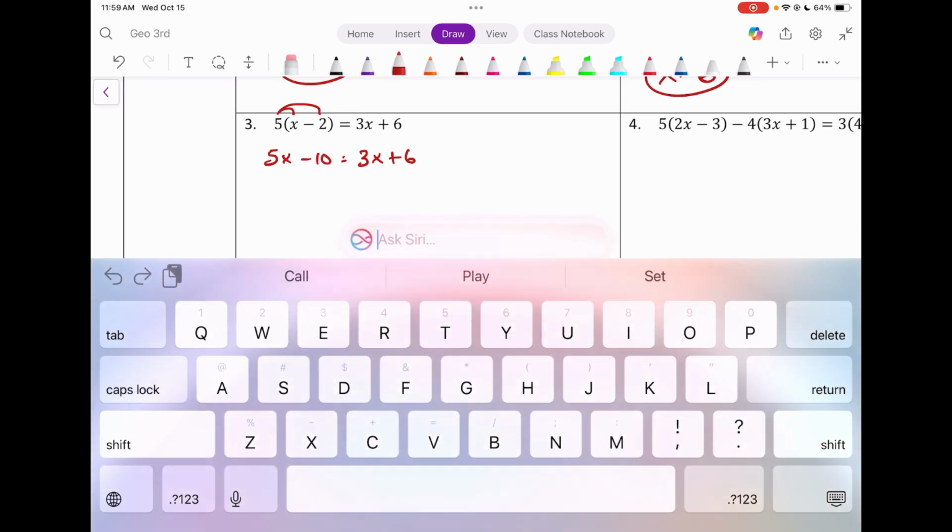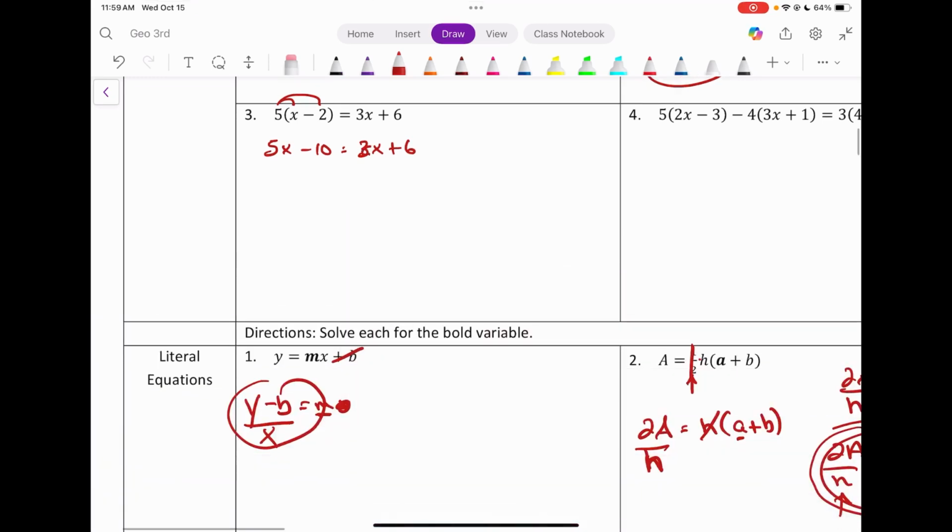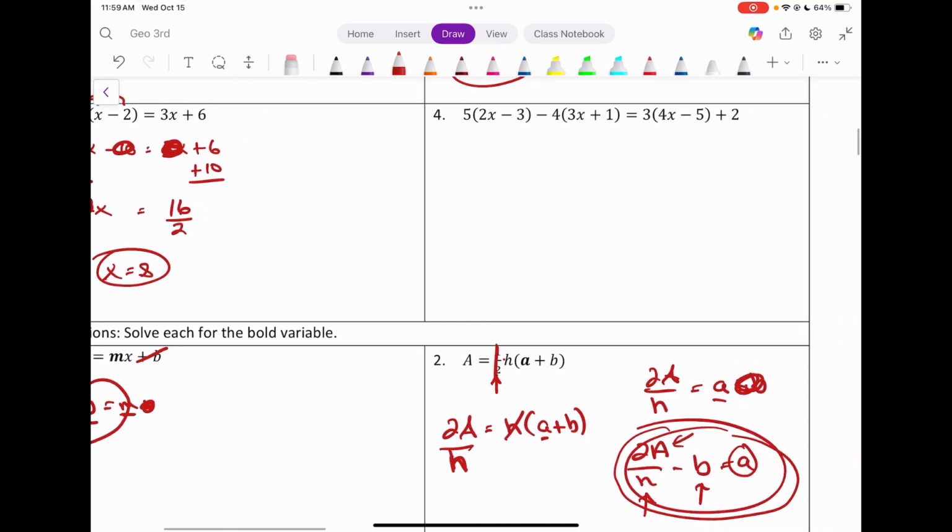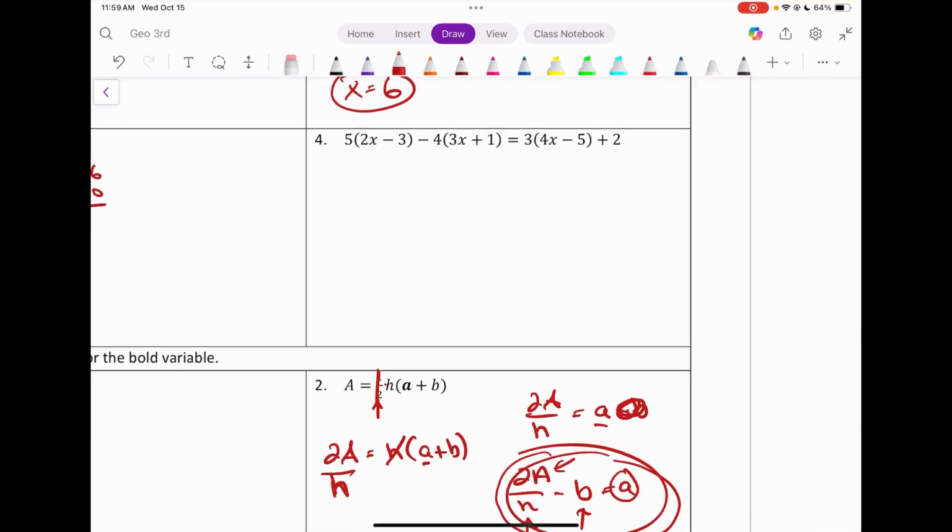Again, it doesn't matter which side you put your x's on. I'm scribbling out my 3x's, so I don't have to deal with negatives and moving it over here. I'm scribbling out my minus 10 and doing plus 10, and I have a total of 2x equals 16. To get rid of times 2, I divide by 2, so x must equal 8. And just to show you, it doesn't matter how many parentheses, how many terms you have, it's just as easy.